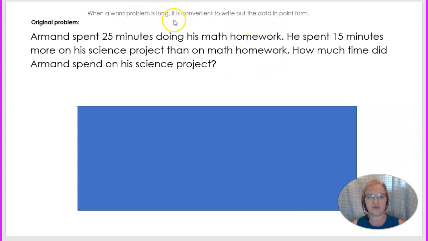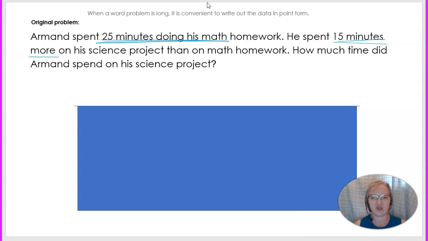Remember that when a word problem is long, it is convenient to write out the data in point form. So if we look at this original problem, we say Armand spent 25 minutes doing his math homework. He spent 15 minutes more on his science project than on math homework. How much time did Armand spend on his science project? So we're not told how much time he spent on his science project. We're saying he spent 15 minutes more than his math, where he spent 25 minutes doing his math.